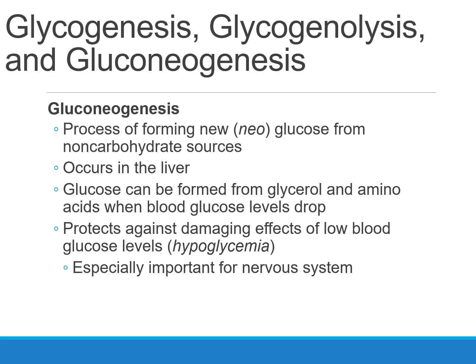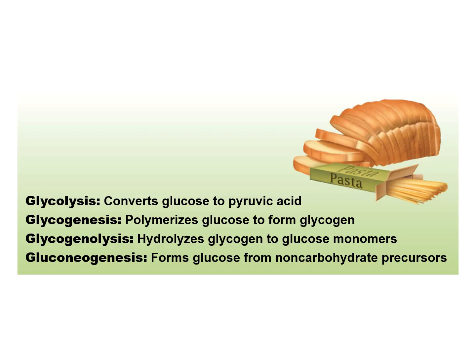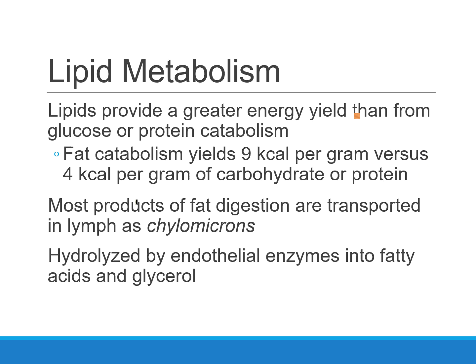This again is really important for that nervous system because remember, the brain is a glucose hog. It can only operate on glucose. So we have the ability to make new glucose out of a non-glucose product if necessary. So there's your 4 terms that you want to make sure that you know.